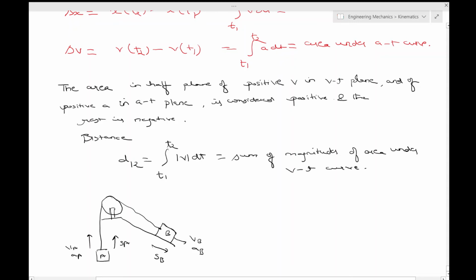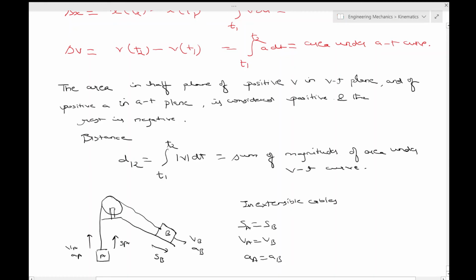So we have inextensible cables, meaning that cables cannot extend. In this situation you would have SA equal to SB, VA equal to VB, and AA equal to AB.